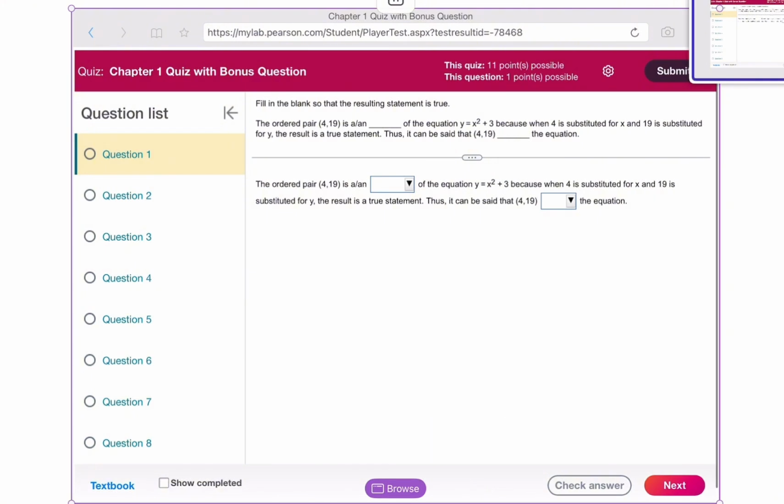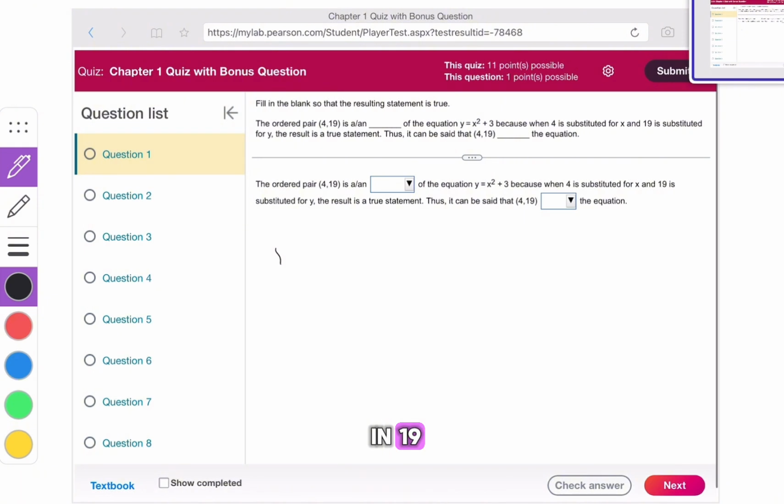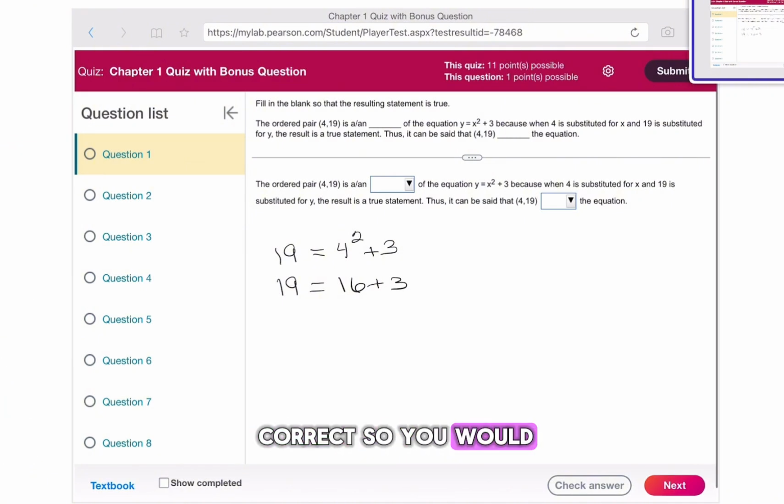The ordered pair 4 comma 19 is a blank of the equation y equals x squared, because when 4 is substituted for x and 19 is substituted for y, the result is a true statement. So all you need to do is substitute in 19 and then 4 for x plus 3: is 19 equal to 16 plus 3, and that is correct.